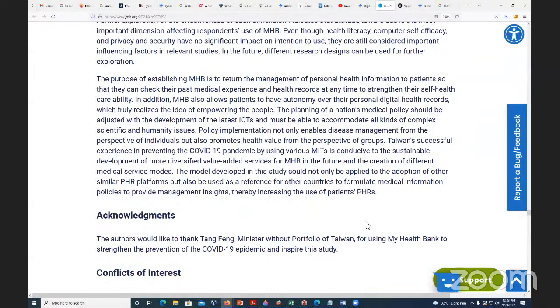By having this online system, established from 2014, they decided to use it, or potentially use it, to see if people could buy a mask in Taiwan. It says that Taiwan had successful experience in preventing COVID by using various medical information technology, I think. So apparently it had some success in Taiwan.